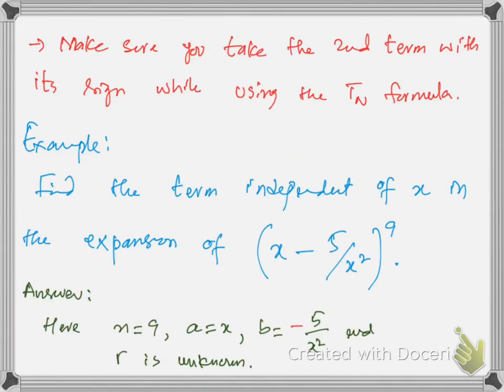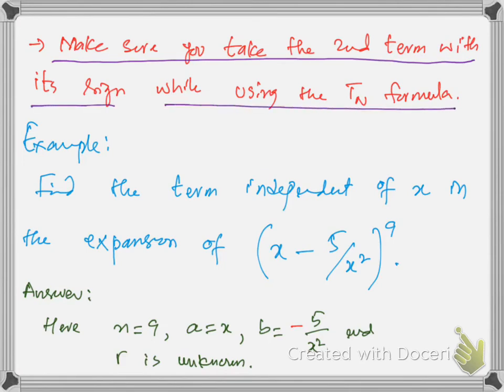Make sure you take the sign of the second term. This is very important. You must take the sign of the second term while using the Tn formula, that is, with its negative sign. For example, in this question, we need the term independent of x. We have to find the term which is independent of x. Independent of x means the constant term, that is x power 0, in the expansion of. Well, the second term has a negative sign, so make sure you take this sign.